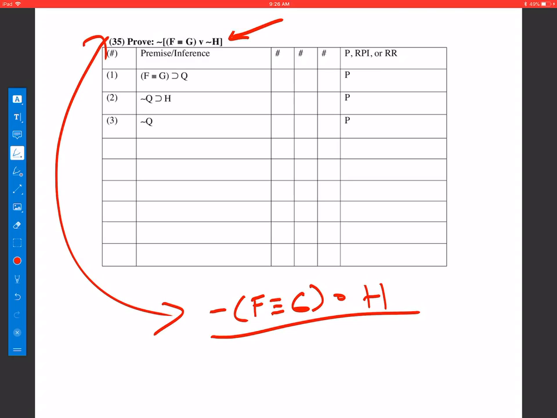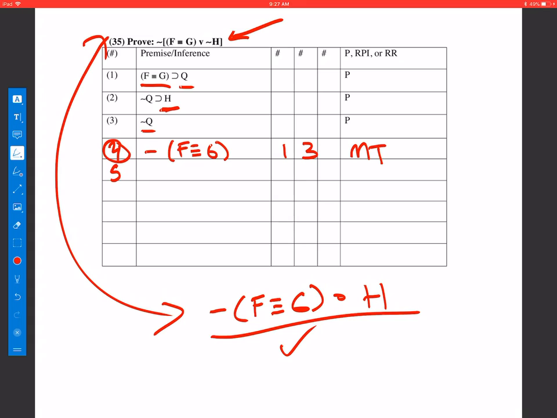Okay, so let's see if we can get these two parts. A not F if and only if G could come from 1 if I had a not Q, and I do. So that's the first step. Not F if and only if G from 1 and 3, modus tollens. Okay, so I got this part.